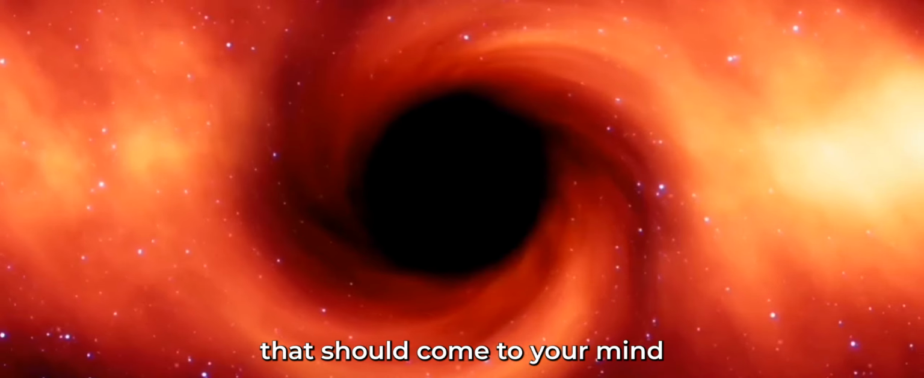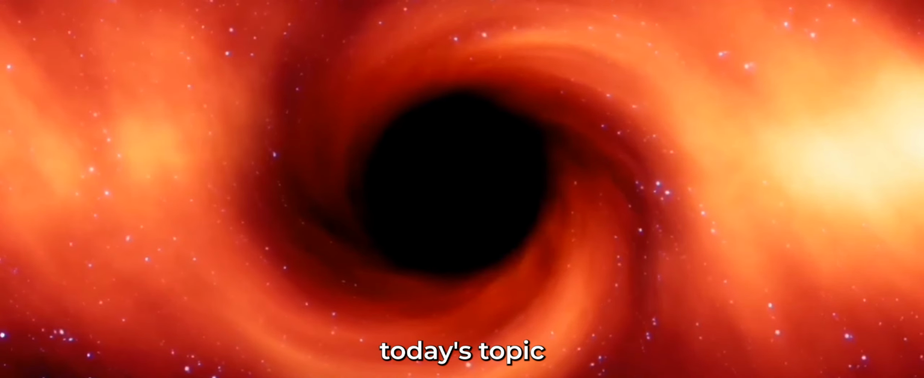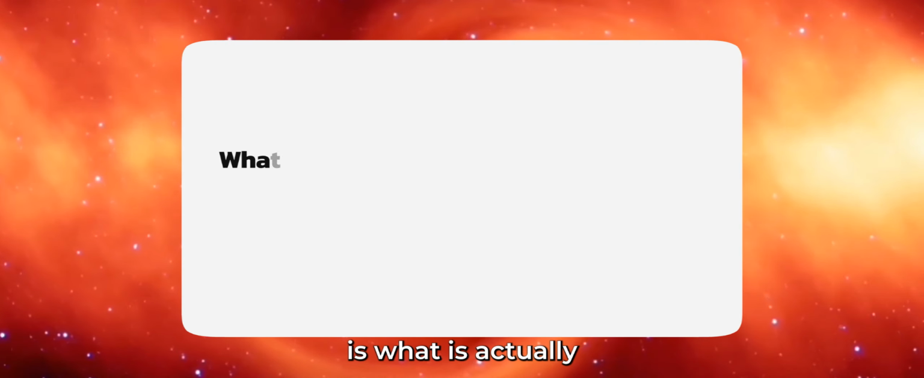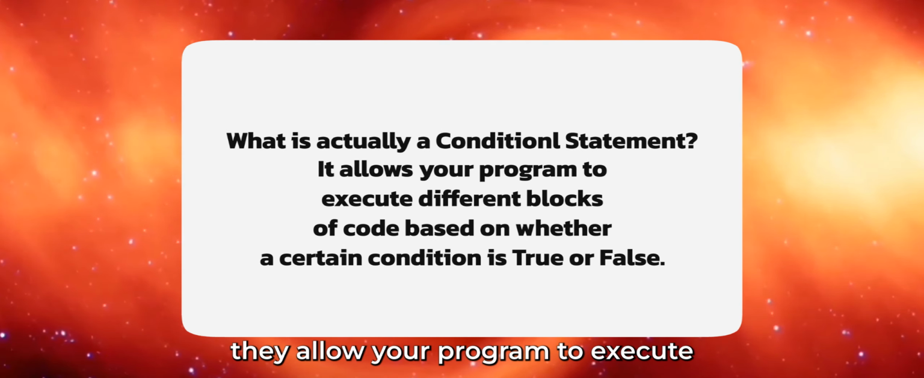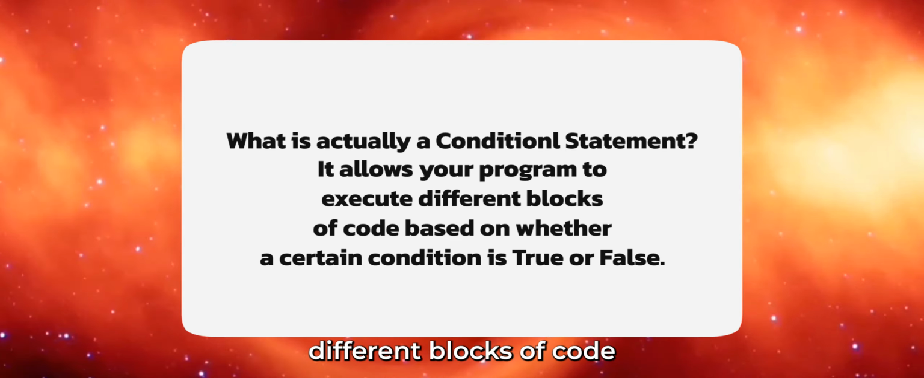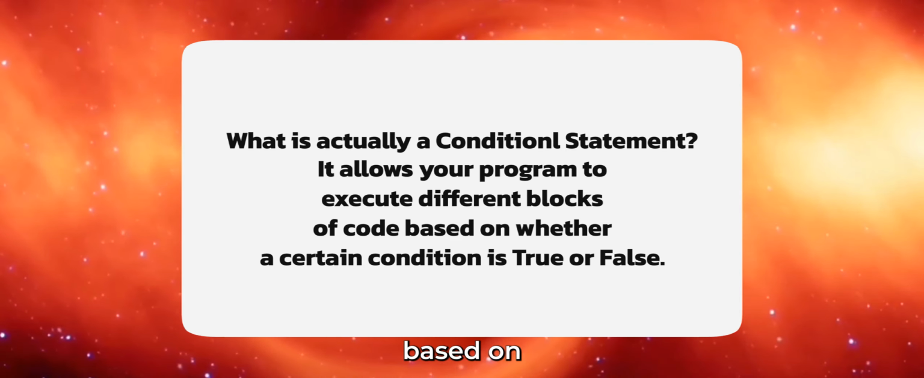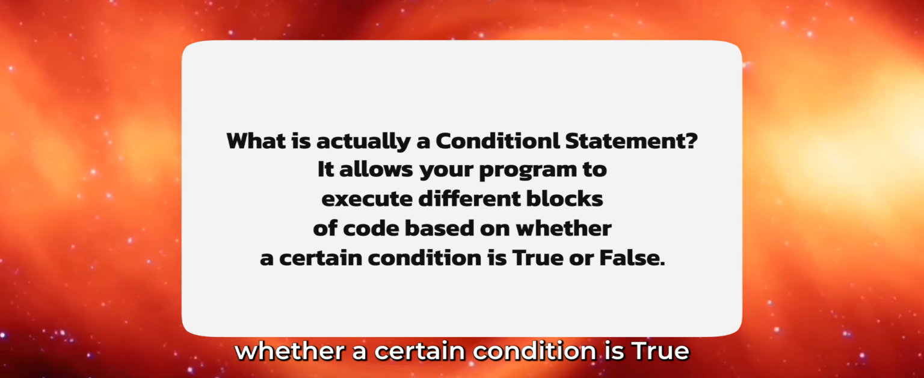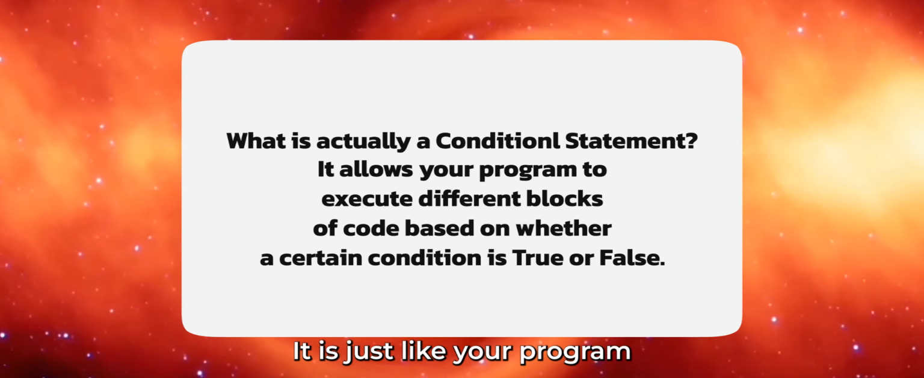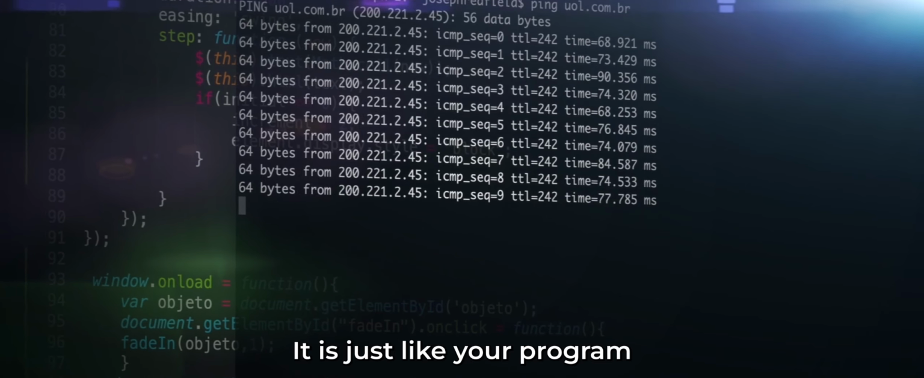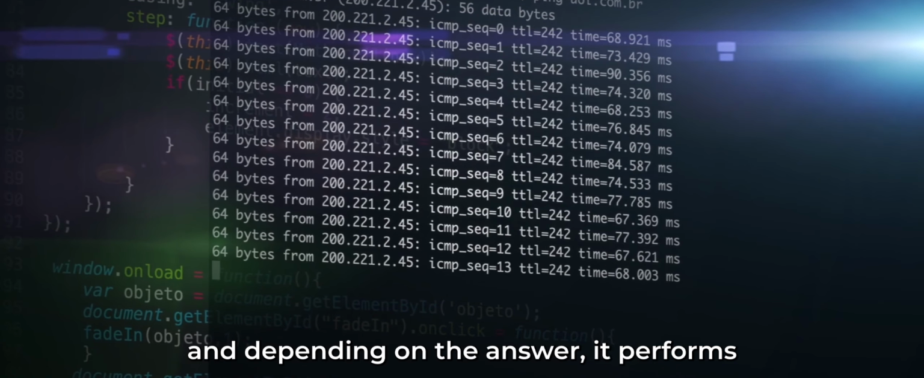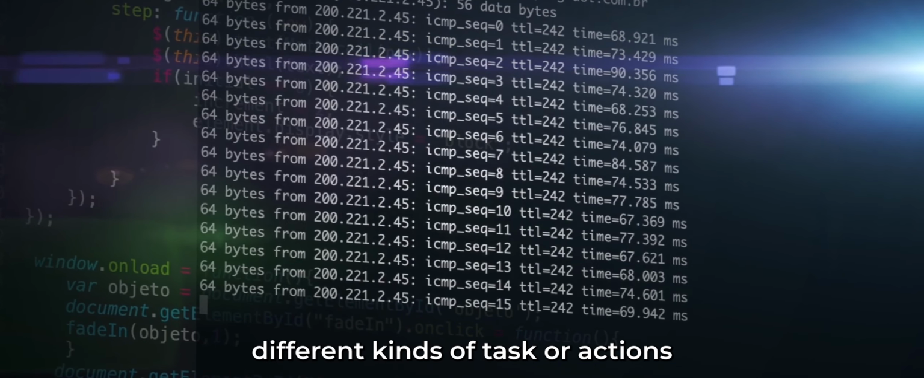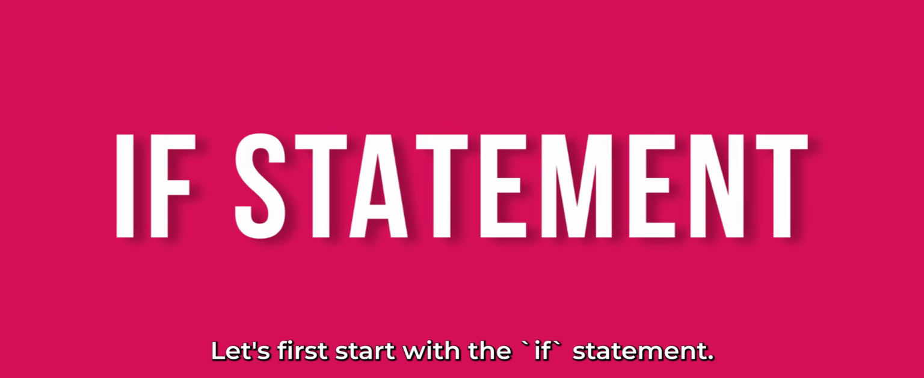Now, the first thing that should come to your mind after hearing about today's topic is what is actually a conditional statement. In simple terms, they allow your program to execute different blocks of code based on whether a certain condition is true or false. It is just like your program asking a question, and depending on the answer, it performs different kinds of tasks or actions. Let's first start with the if statement.